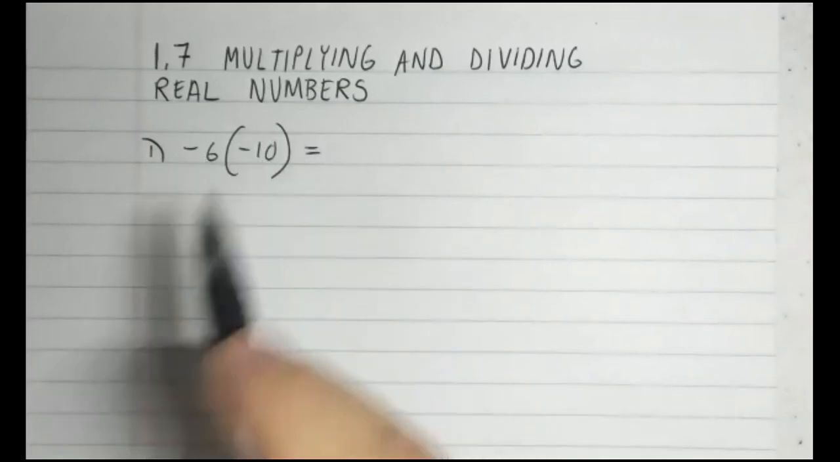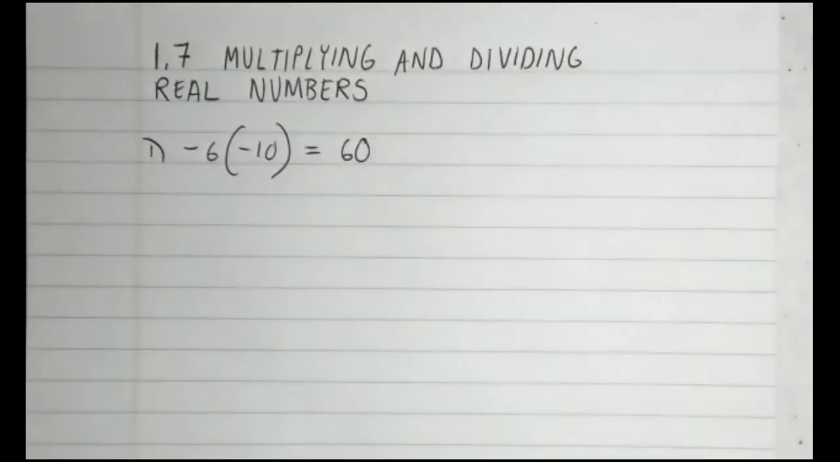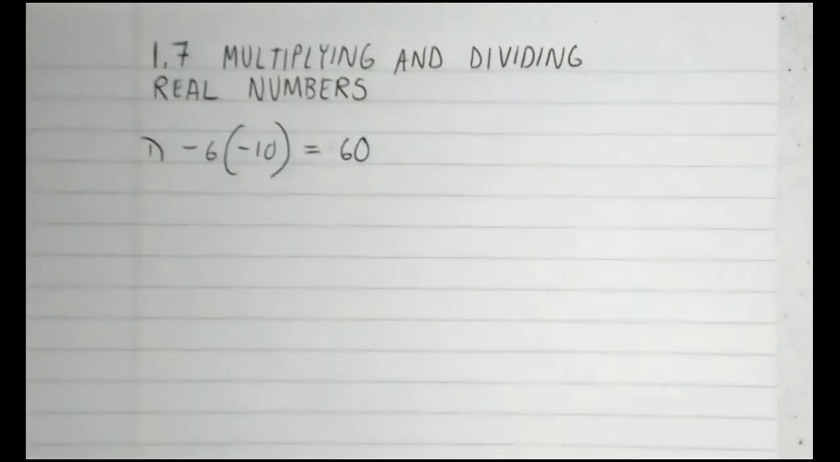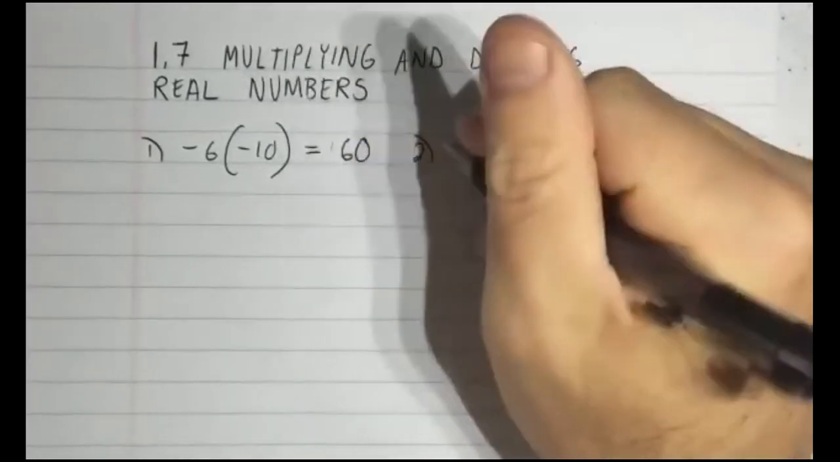We just don't put a sign in front of it. The next question is just what's 6 times 10? Well, 6 times 10 is 60. So we know that answer is going to be a positive 60. That's how you would write it. You're not really going to enter a plus. You just leave it as positive 60.